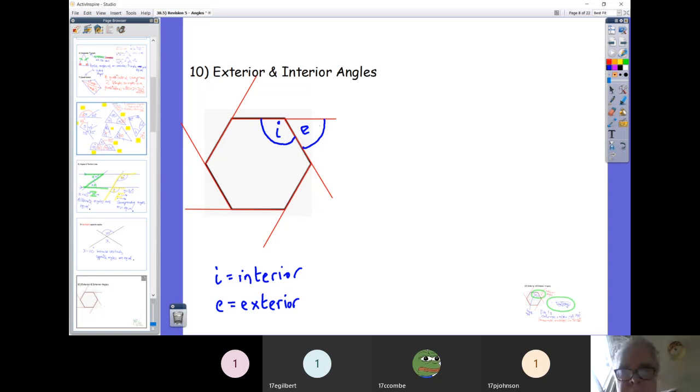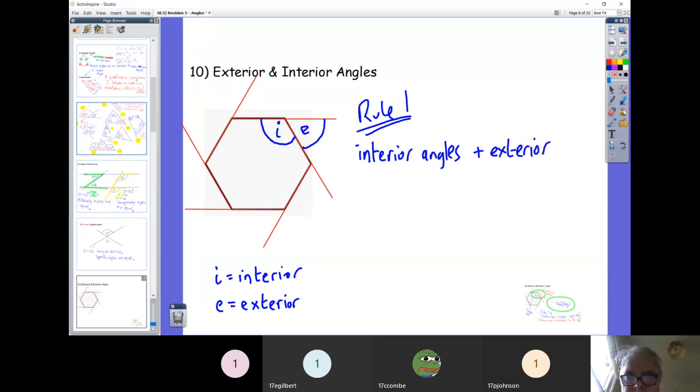So rule number one that you need to learn, and if you can remember why, it makes it a lot easier to remember. So rule number one is that the interior angle plus the exterior angle of a regular shape, and by regular shape we mean all the sides are the same length, all the angles are the same, equals 180 degrees. And as I said, easy one to remember because you can see they're forming a straight line, and angles on a straight line add up to 180. So that's the first rule concerning exterior and interior angles.